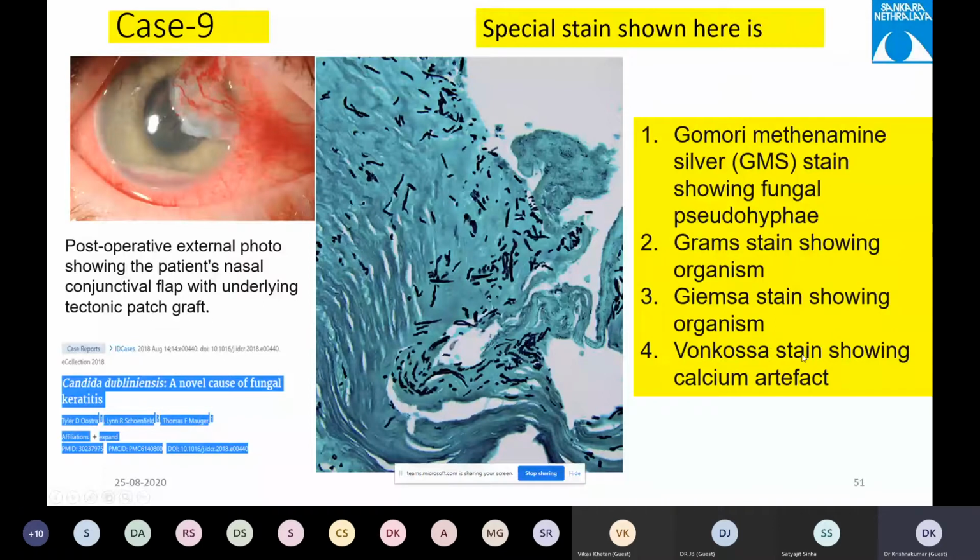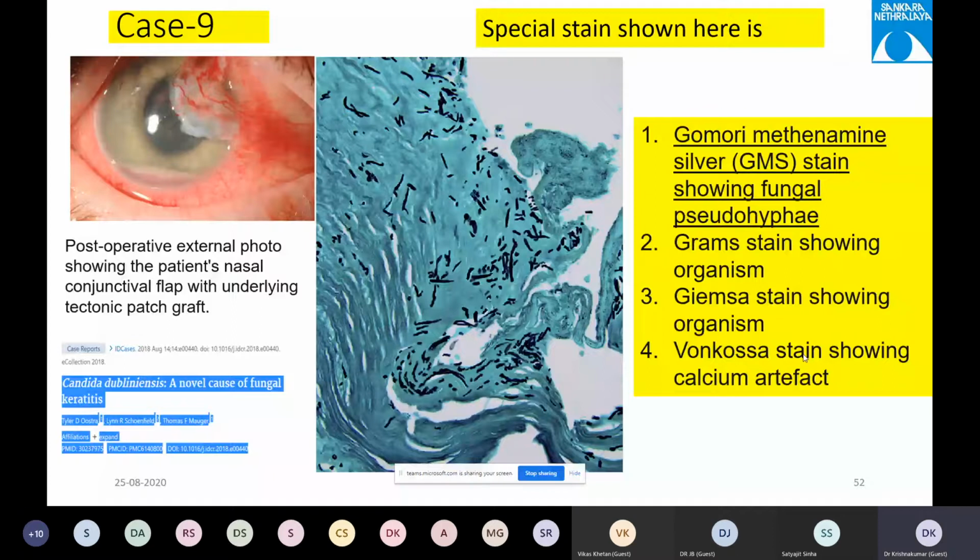This was Candida. So GMS stain is a special stain which can be done on the paraffin sections to document the fungus. This is a very, very useful stain in histopathology. But the drawback is it takes around 3 to 4 hours to do the stain. So this cannot be done in emergency situation.